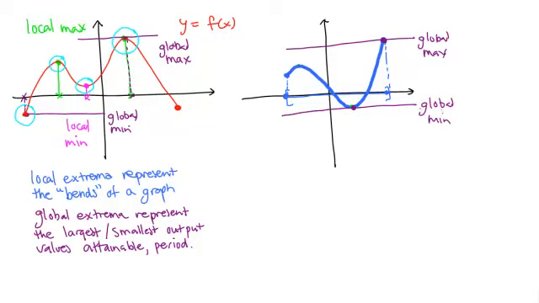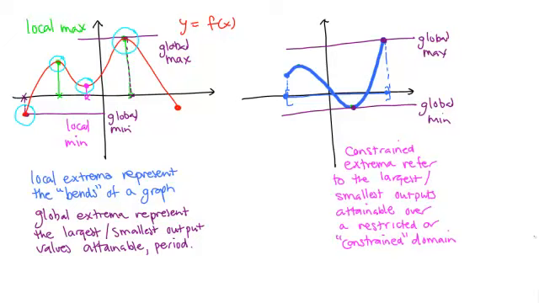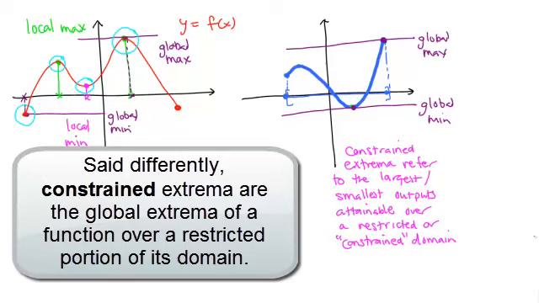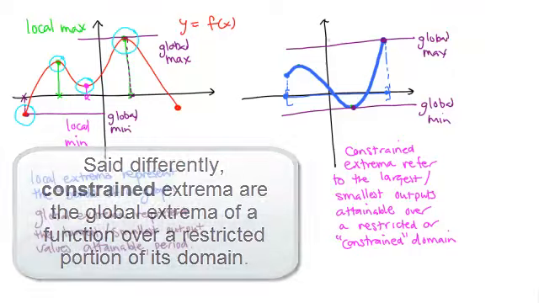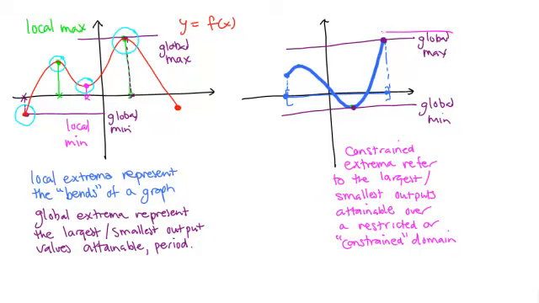In this case, these kinds of extrema are known as constrained extrema. Constrained extrema refer to the largest and smallest outputs that are attainable over a restricted or constrained domain of the function. One last little piece of language from Calc 1. It's the actual output values that are referred to as the global maximum and the global minimum. The input values are where they occur.